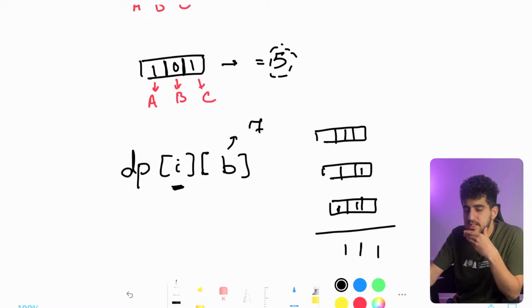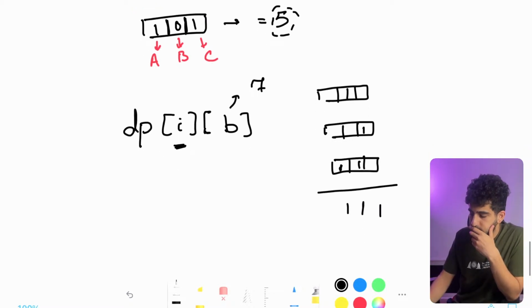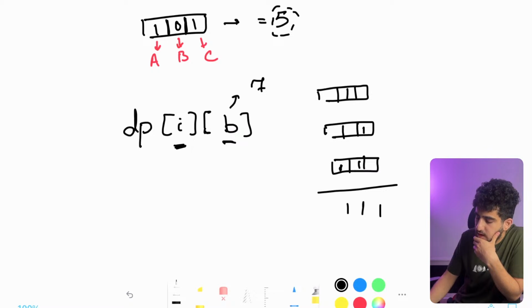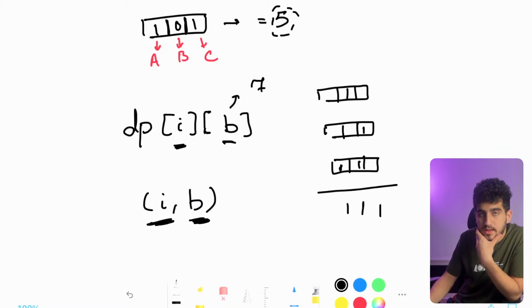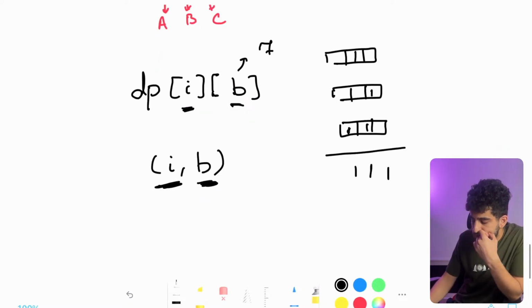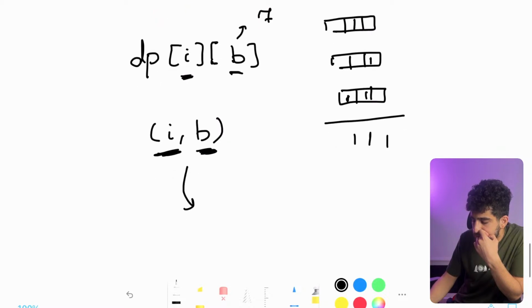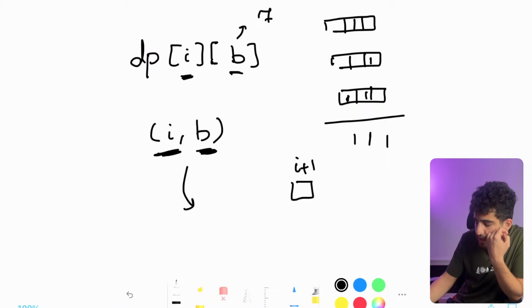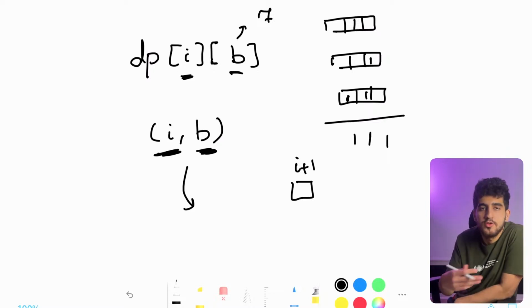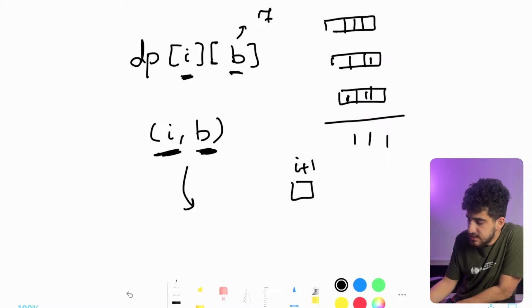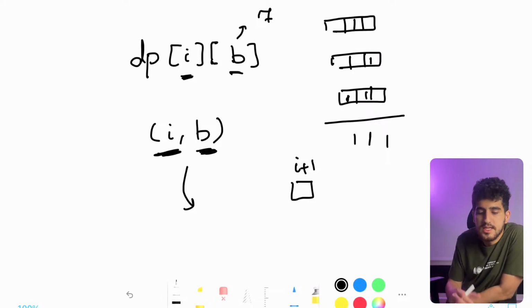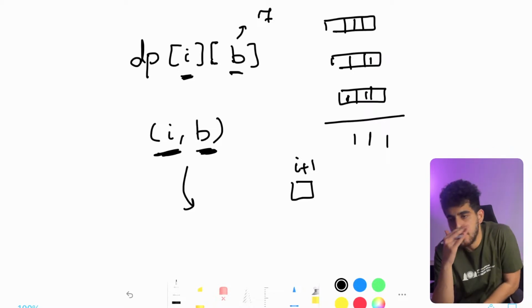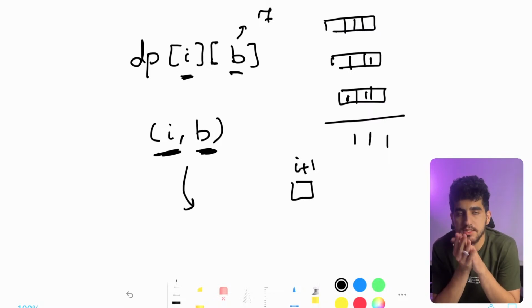And the point is that, for example, if your current state is I and B, you have only considered the first I juices, and you have this number B so far. What is the minimum cost? From here, you can consider I plus 1. Either you get juice number I plus 1, or you do not get juice I plus 1. If you get juice I plus 1, your vitamins will get ORed. You have the OR of the current vitamins you have and the vitamins in the next juice.